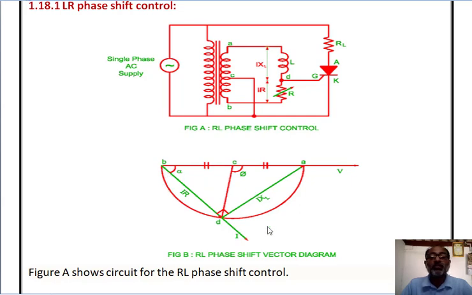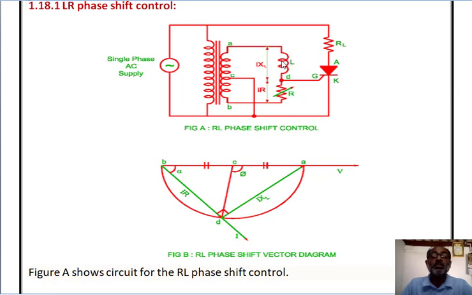This current I lags the applied voltage V, because this combination consists of a resistance and an inductor, that means an RL series circuit. Alpha is the angle between the applied voltage and the current passing through this circuit. When the current passes through the resistance, there is a voltage drop in the resistance, which is in phase with the current. So BD is the voltage drop in this resistance.